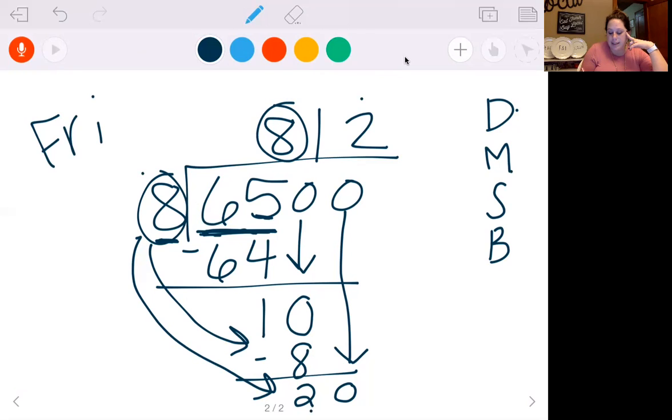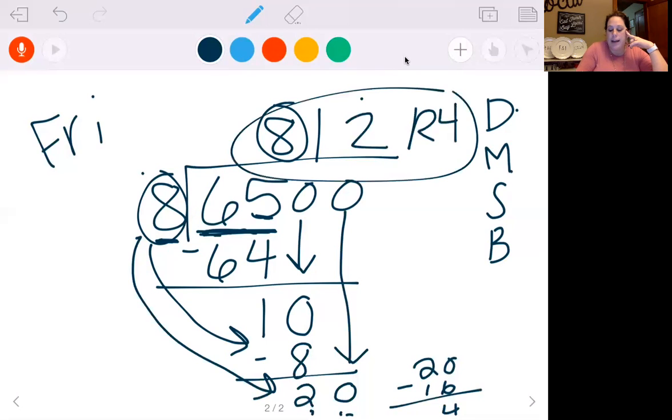And I get 16, and I can't really line it up right here, so I'm going to move it over here. 20 minus 16, I'm on the subtracting part. I get 4. Now this is where I stop. There's nothing else to bring down. So I'm going to move my remainder up here, 812, remainder 4.